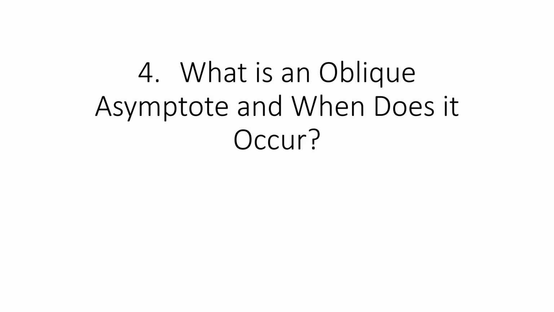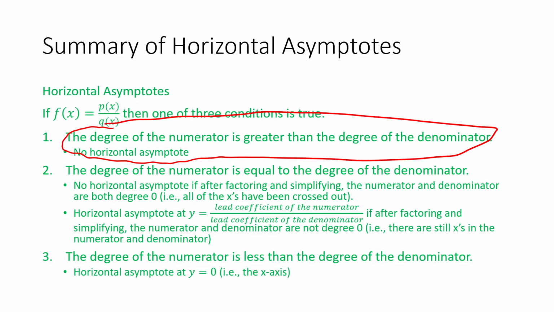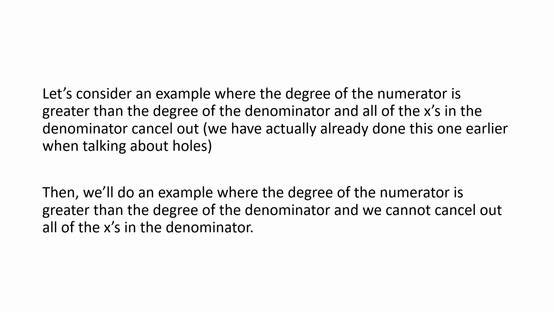Now, what's an oblique asymptote? If we go back a slide, we'll see that if the degree of the numerator is greater than the degree of the denominator, there's no horizontal asymptote. That's true, but there might be an oblique one. So what is that? Well, let's consider an example where the degree of the numerator is greater than the degree of the denominator, and all the x's in the denominator cancel out.